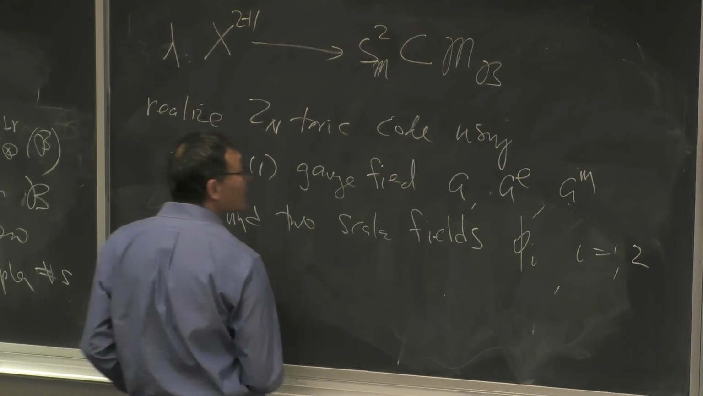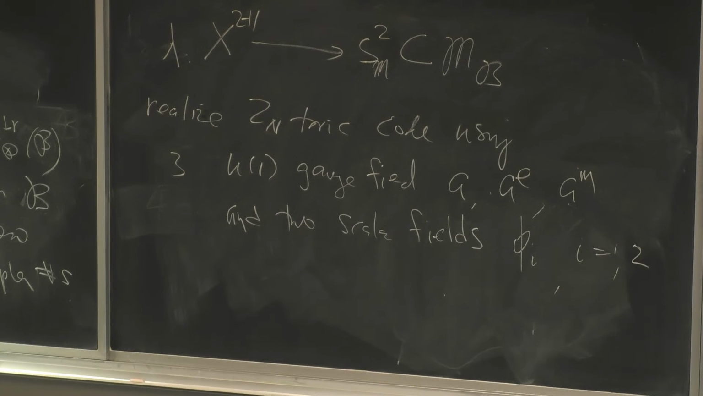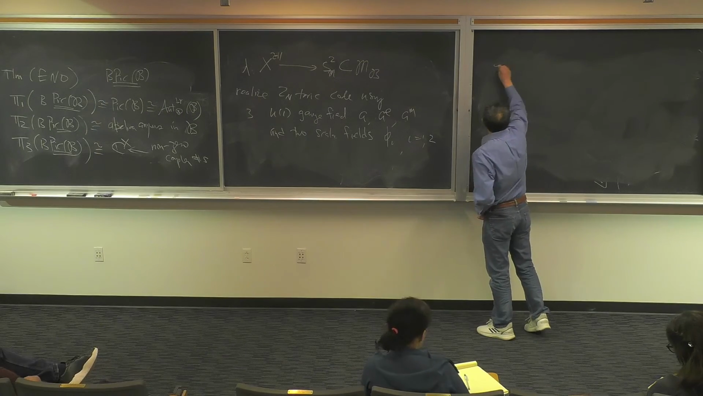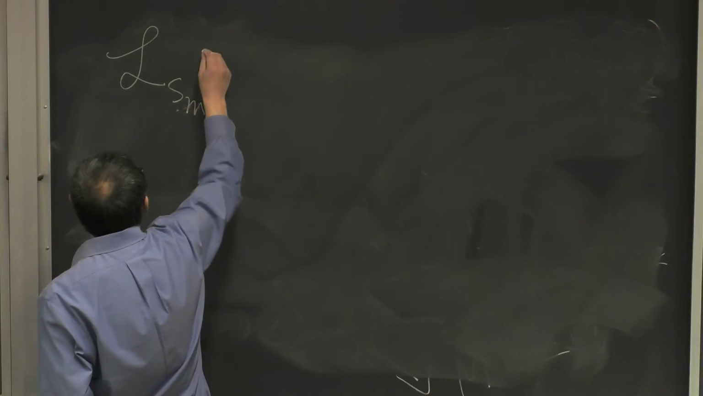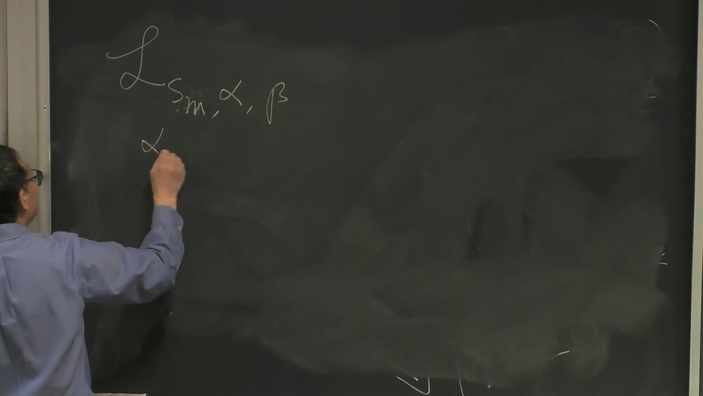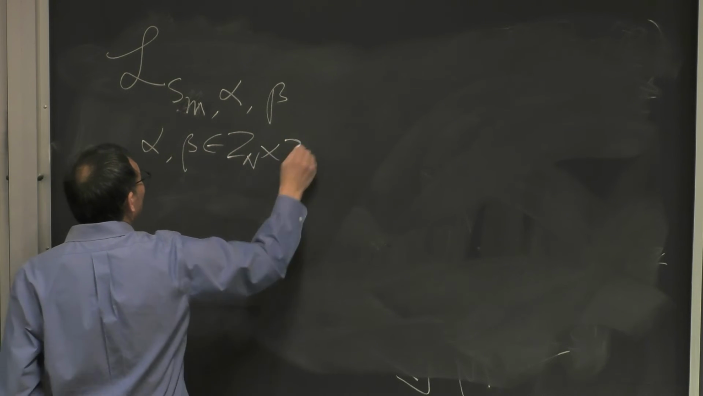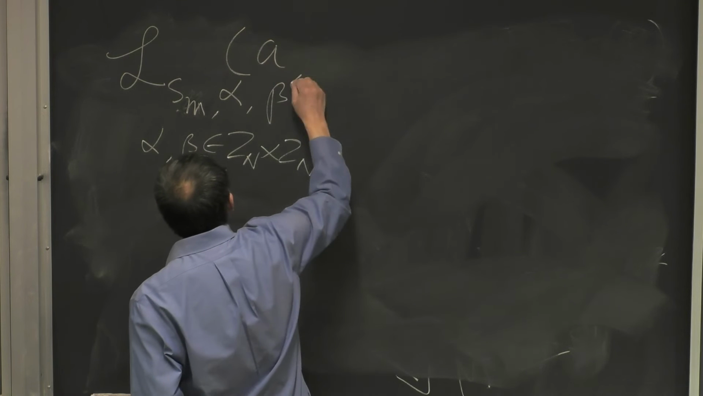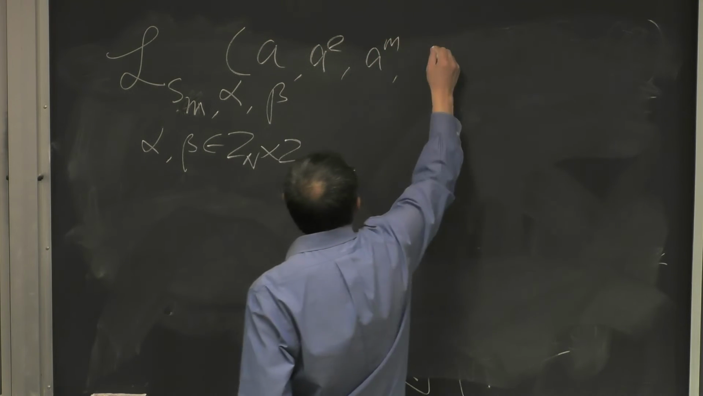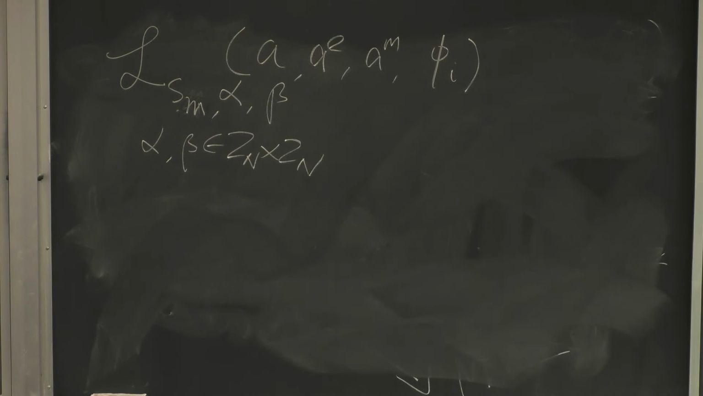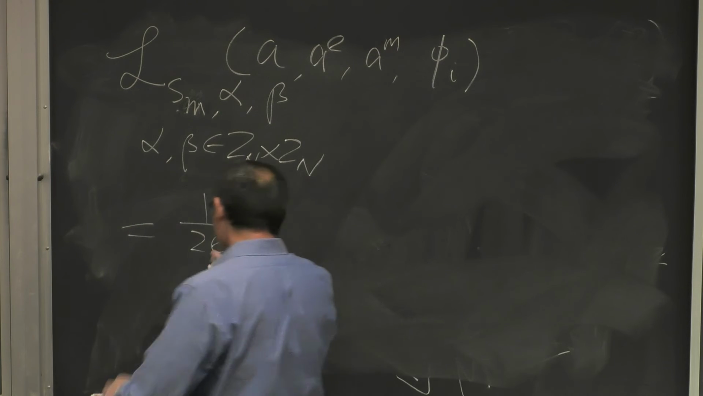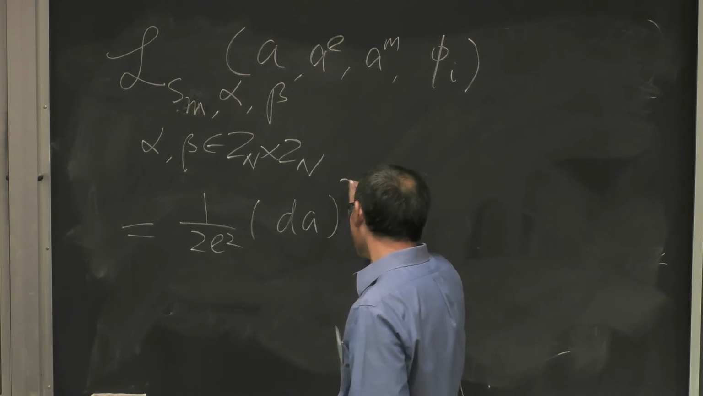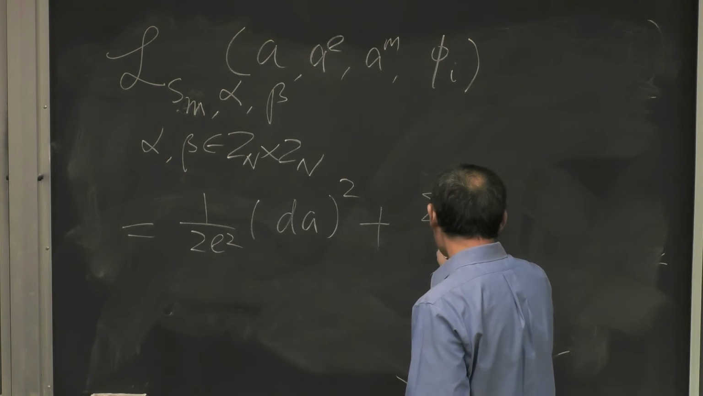And the Lagrangian depends on this two-sphere and depends on two integers modulo n. There are 3 gauge fields, and there are 2 scalars. This is some constant, don't worry. And this is standard field theory.